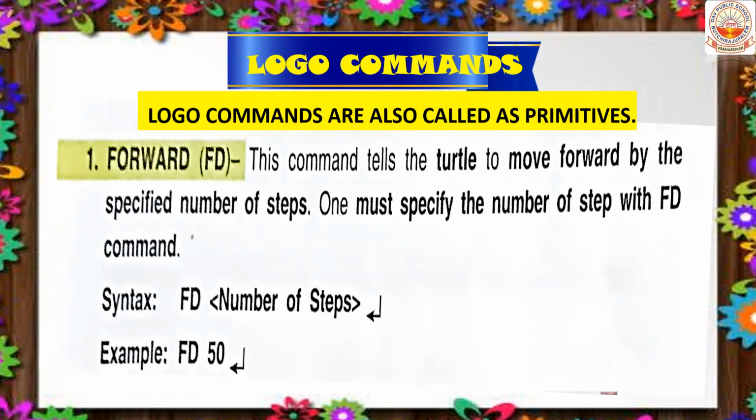Now this is the Logo screen, children. You can see this is the turtle, center of the screen. This is the command window. Here in the input box, you can see a cursor, children. Now what is the command, children? FD. Okay, children. After FD, you have to give space. After typing FD, you have to mention the number of steps. So here I will take 50 steps.